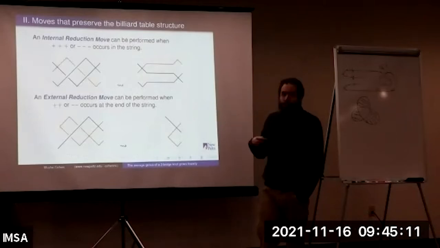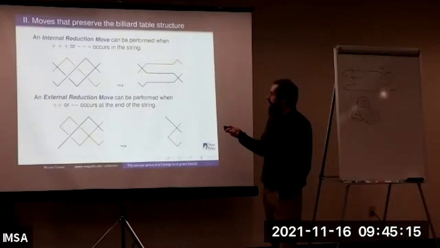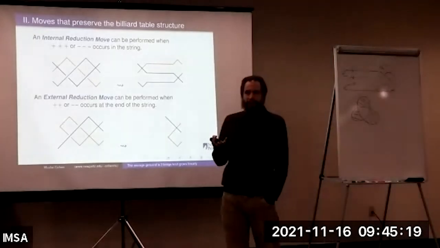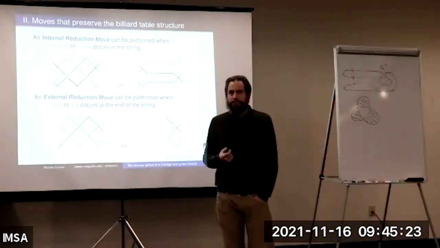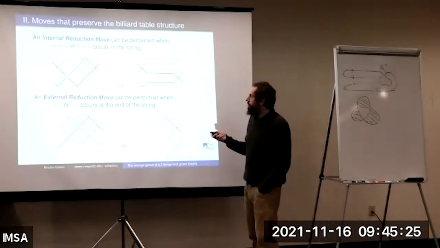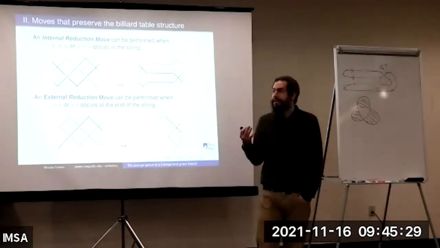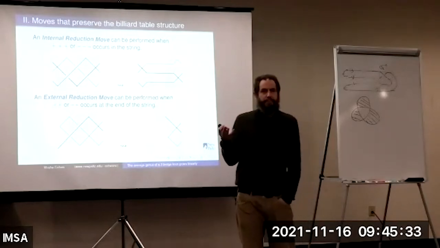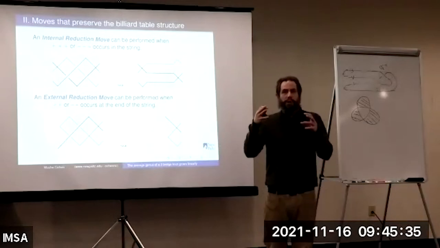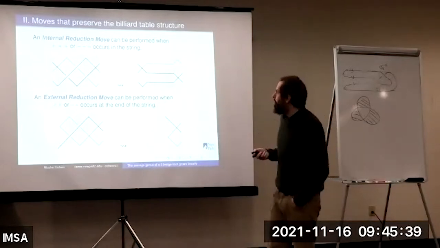So now we're moving on to part two. One of the tricks that we used in order to get those results, I call them internal reduction moves and external reduction moves. And I'm going to think back to Sophia's great talk where she showed us the Reidemeister moves. And you can think of these as kind of like Reidemeister moves, but for the class of billiard table diagrams or Chebyshev knots, because they preserve that structure. They don't remove that structure.